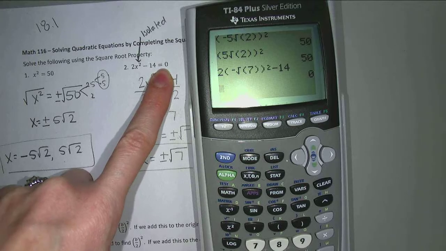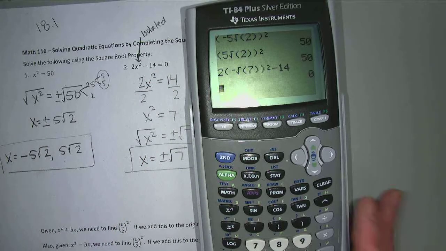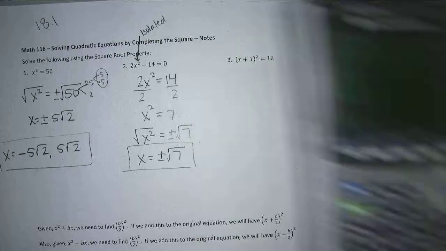So go all the way back to the original, because if you go to any step other than the original, it may still work because you did the math incorrectly.